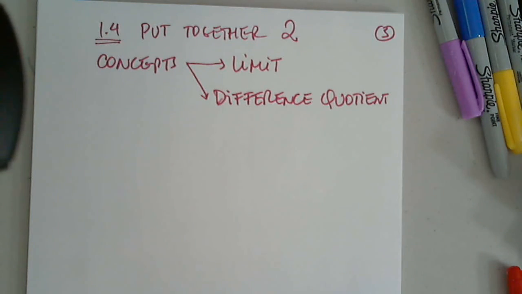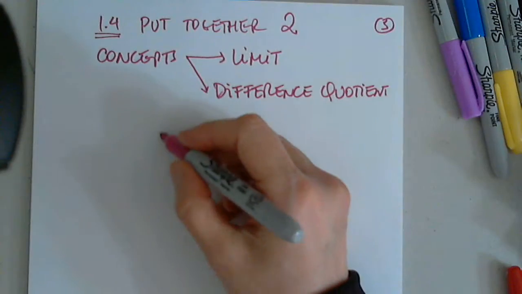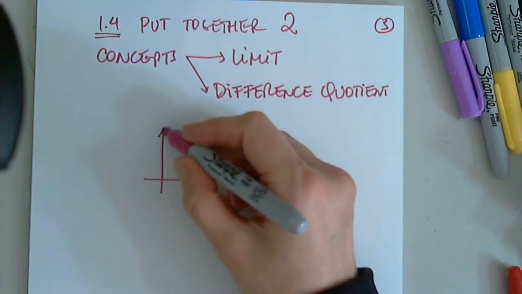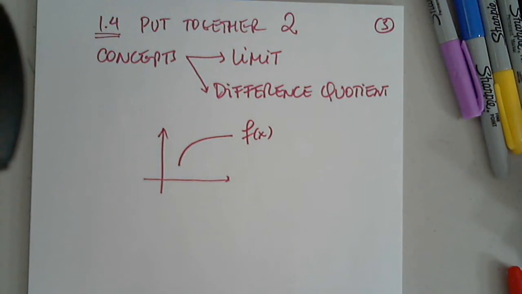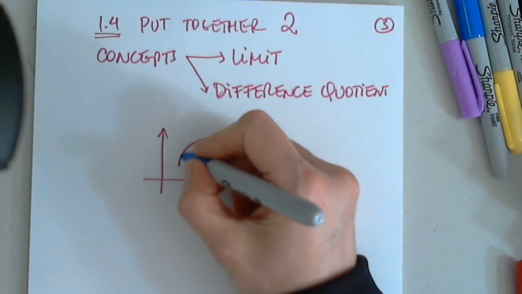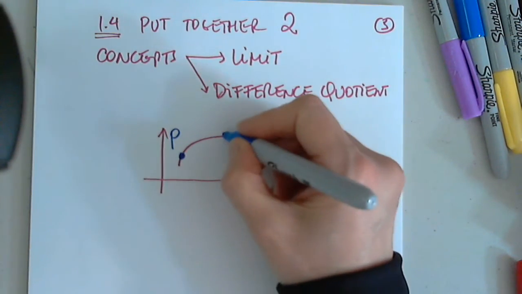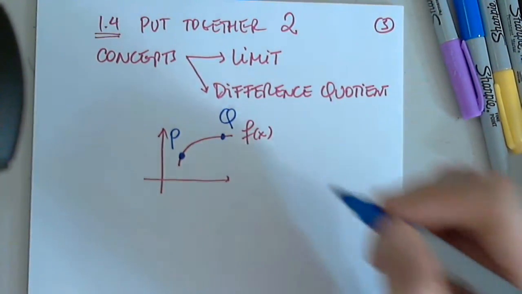Two concepts together, let's see what happens. Here's a graph. Here's a function. So this is function f of x. And I have a point here, point P, and I have a point here, point Q.